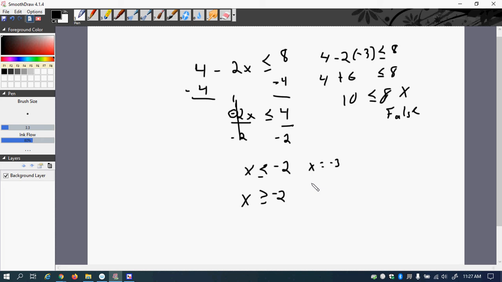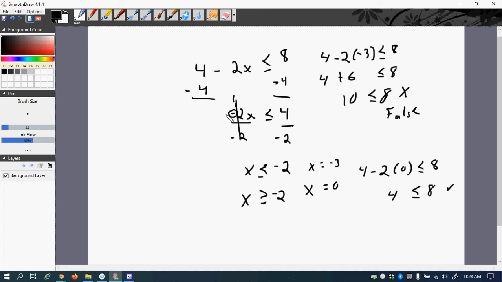So in this case, I'd say x is 0, because 0 is greater than negative 2. So if I put that into the original equation, I get 4 less than 8. It's true. And so this tells me I have to flip the inequality.